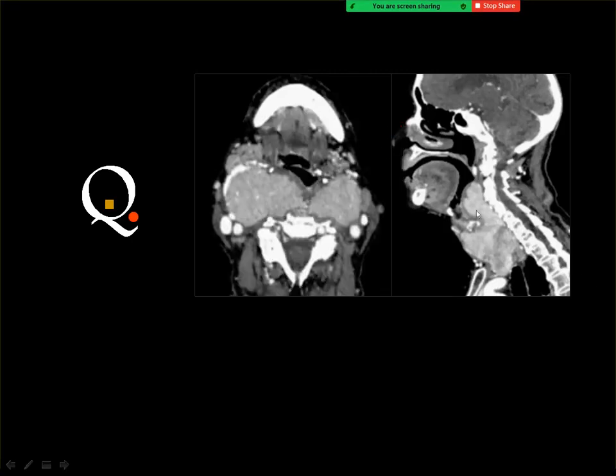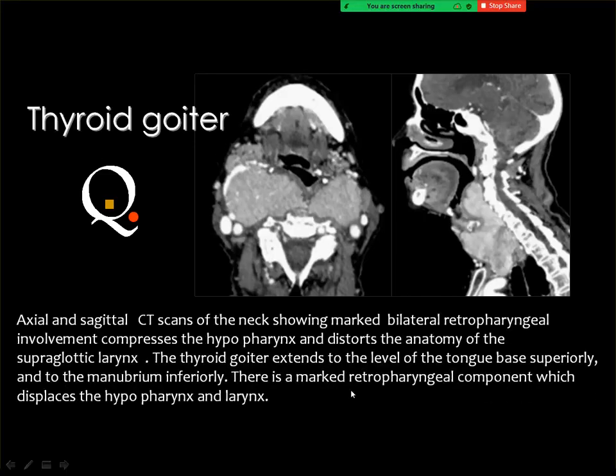This is a huge thyroid enlargement with heterogeneous density. It extends up, reaching the oropharynx and down into the mediastinum. A classic appearance, not that classic, but it is one of the appearances of the thyroid goiter.